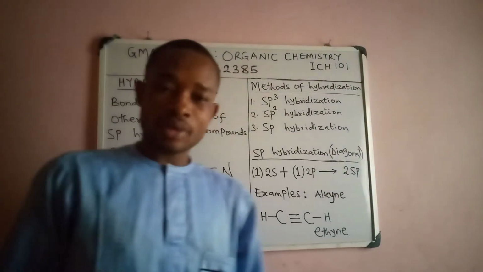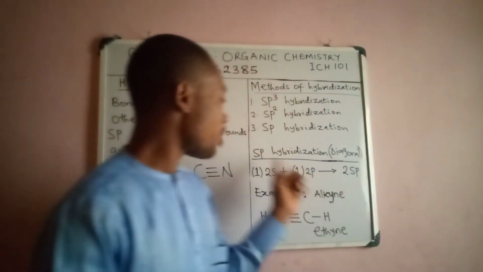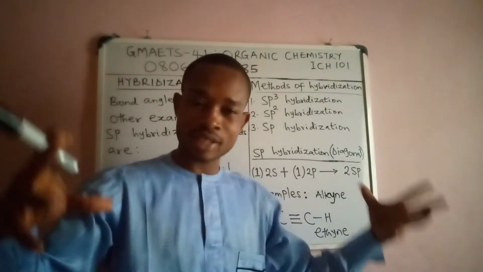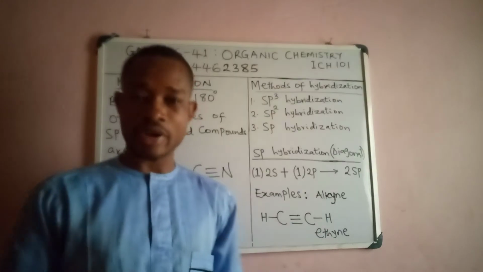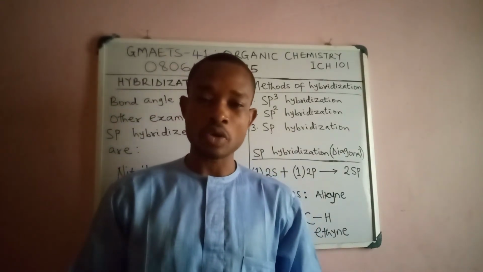Finally, we talk about the sp hybridization. In the sp hybridization, compounds that undergo that are usually diagonal compounds forming the bond angle of 180 degrees. Now, how is sp hybridization formed?